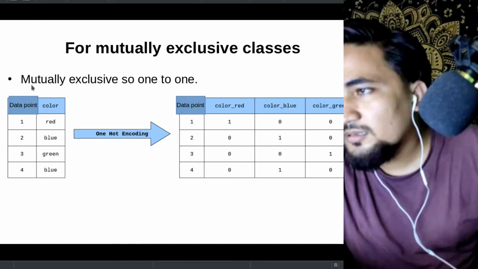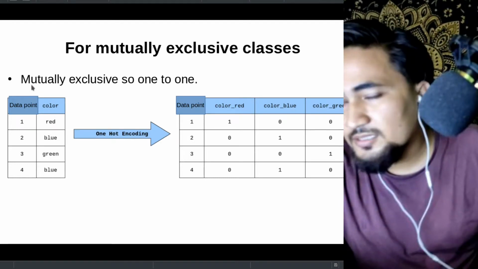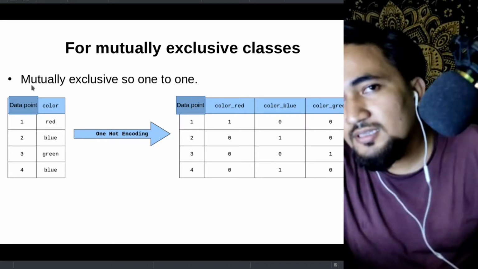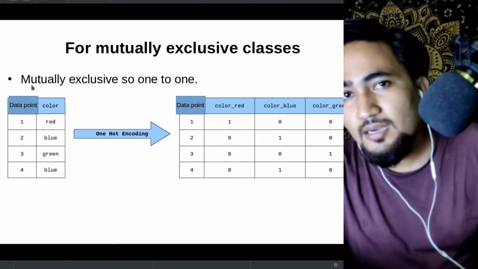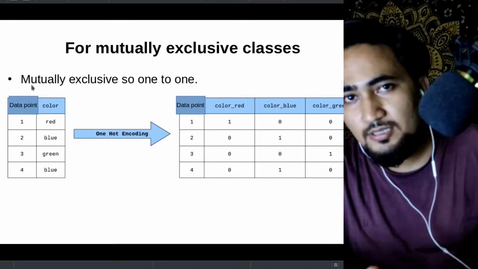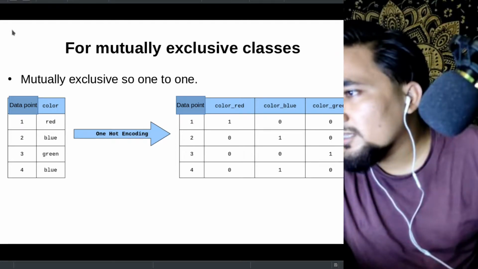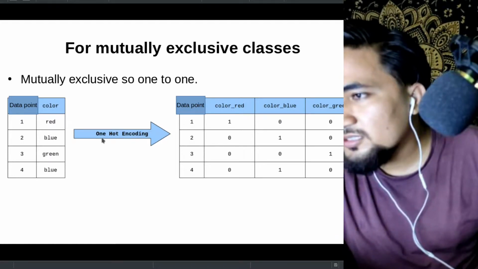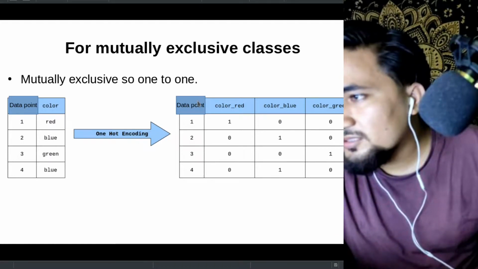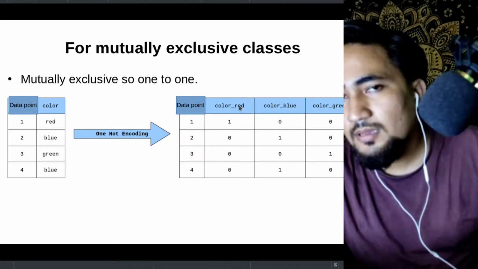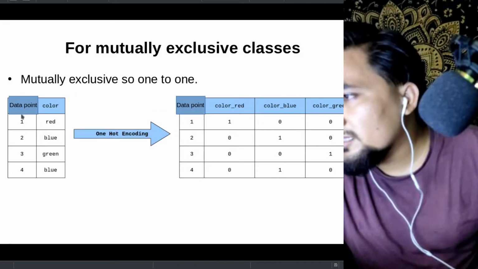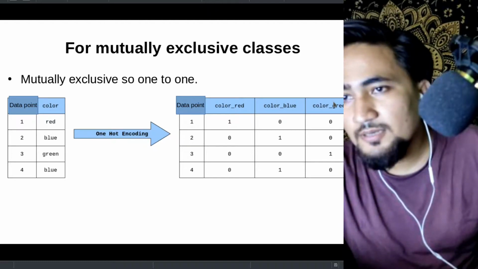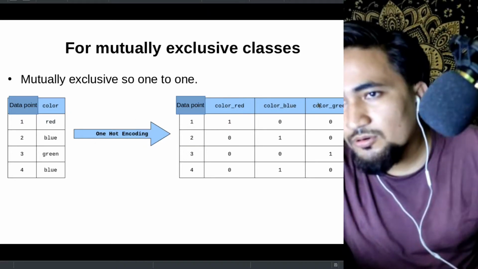And we can see here mutually exclusive classes. We discussed before that in mutually exclusive classes, a data point can have only one category assigned to it. So we can see here data points 1, 2, 3 and 4, and the colors are red, blue, green and blue. By using this one-hot encoding method, we keep the same data points, and now we convert this data set into a matrix-type data set. That is, we have color red, color blue and color green.